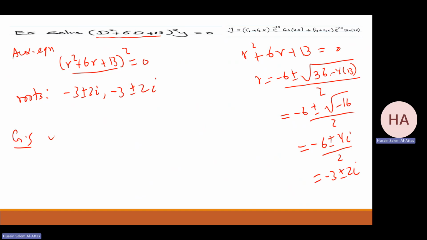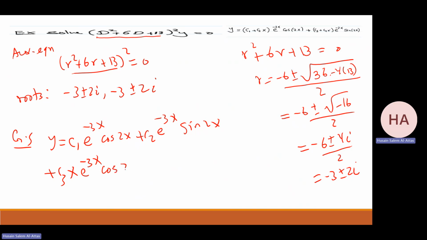General solution: C1 e to the minus 3x cosine 2x plus C2 e to the minus 3x sine 2x plus C3x with the same thing, C4x sine 2x, which is this one.